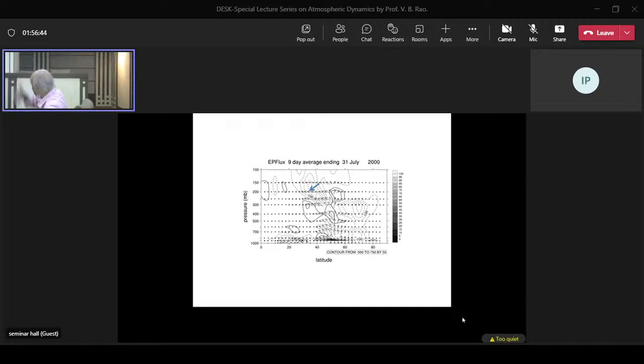Another 1961. And there is the original Eliassen-Palm. They derived these equations for gravity waves, not for Rossby waves. There's another classical paper, again by Charney. Charney and Drazin, 1962, Journal of Geophysical Research. So Charney and Drazin extended this theory for Rossby waves instead of gravity waves.